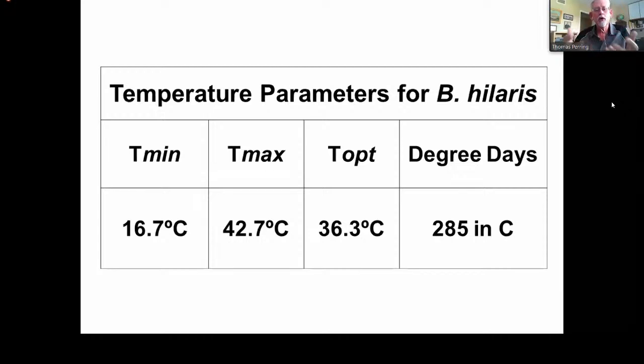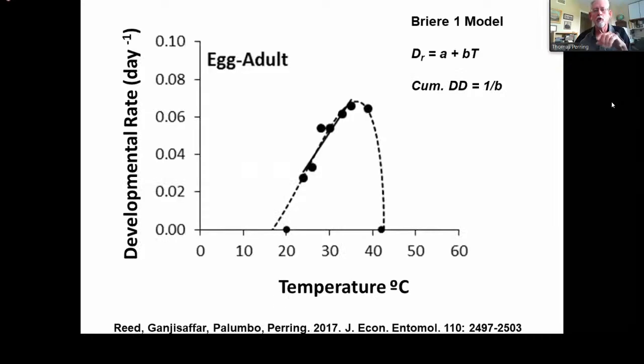Well, here are those values for Bagrada hilaris. The minimum temperature for development is 16.7. The maximum where they die is 42.7. And then there's an optimum at 36. So if you go back, the minimum comes out right here. The maximum is here at 42, and that 36 is up here on the optimum. Okay.